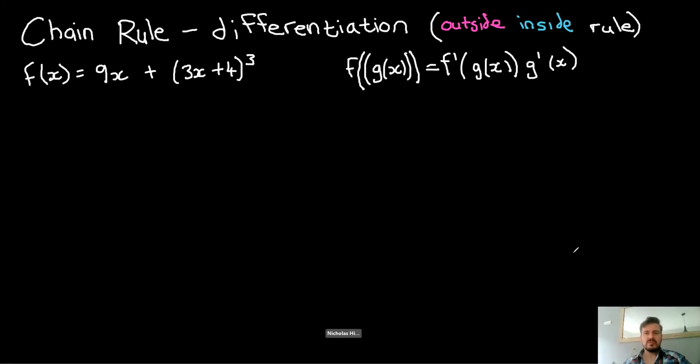Okay, so last time we looked at the power rule, which is the simplest way to differentiate, but unfortunately we can't always use the power rule. And so we need other rules which are a little bit more complicated, but they're actually quite simple once we get to know them. So in this question where we have f of x equals 9x plus (3x plus 4) all to the power of 3, the 9x is quite simple to differentiate because we could just use the power rule.